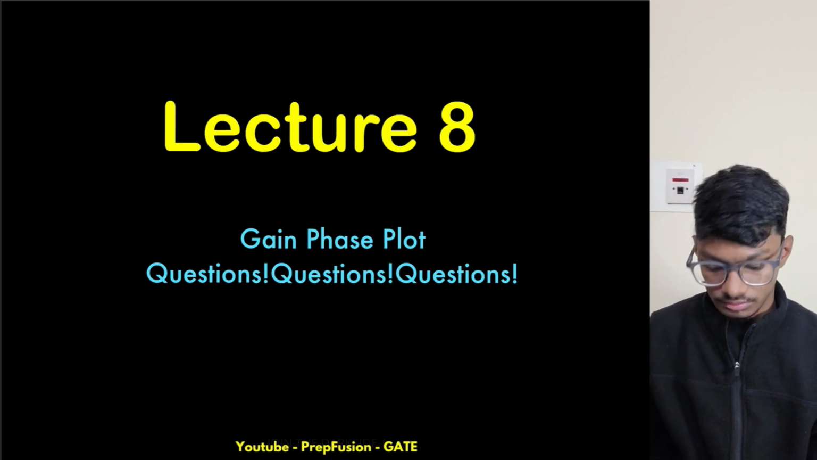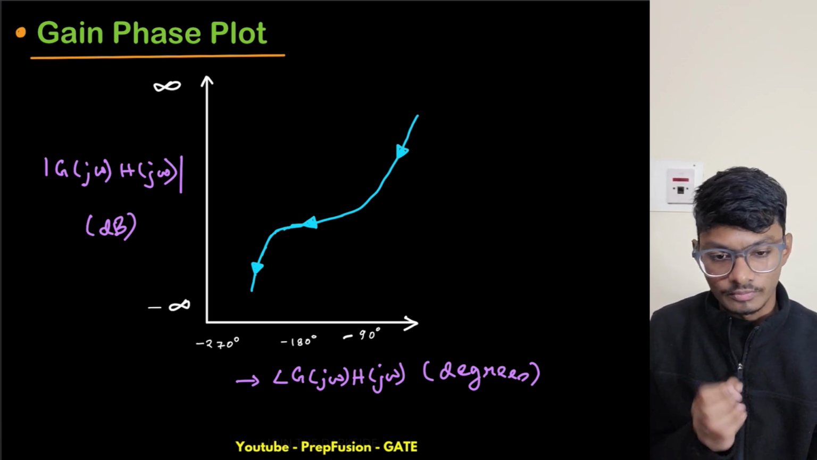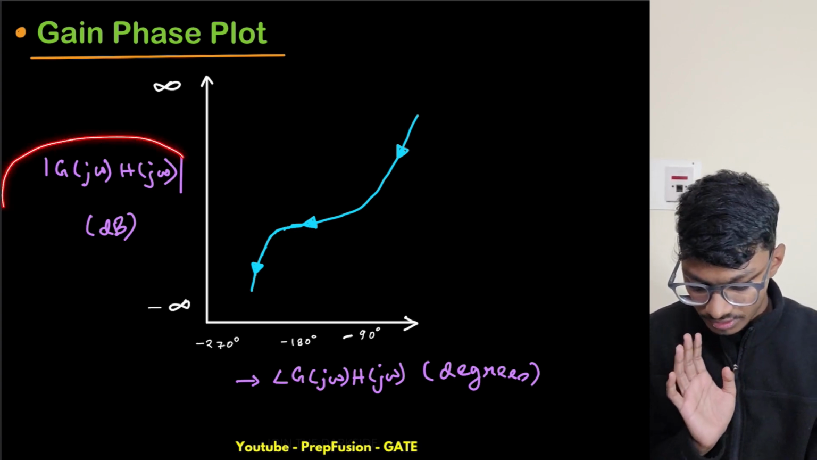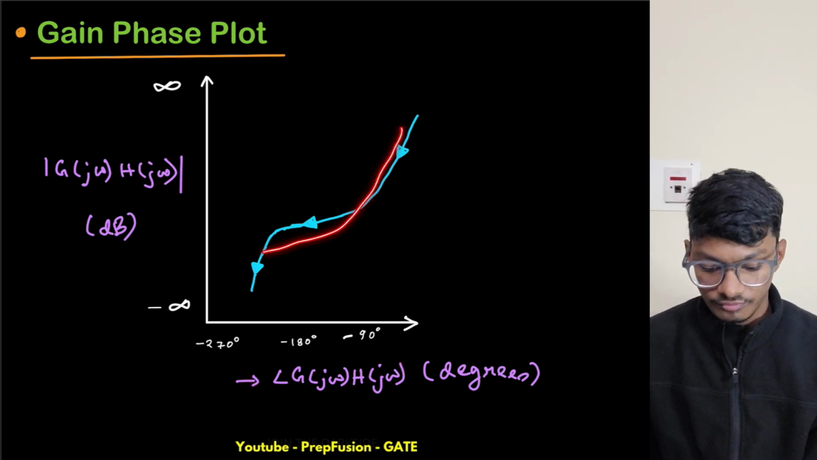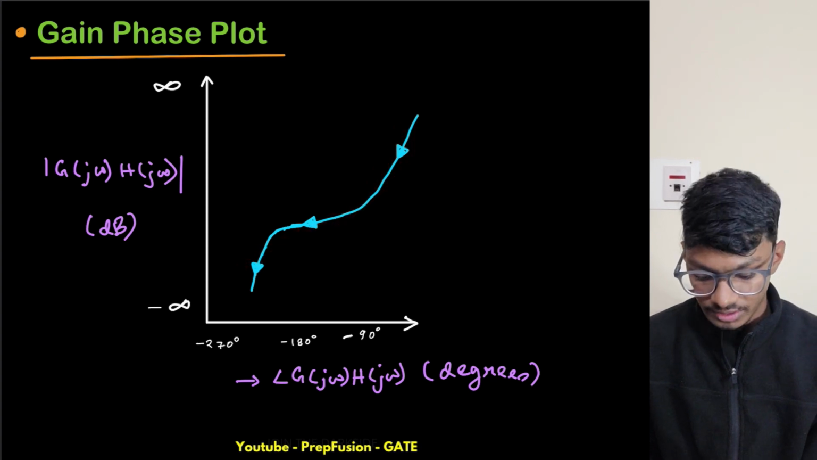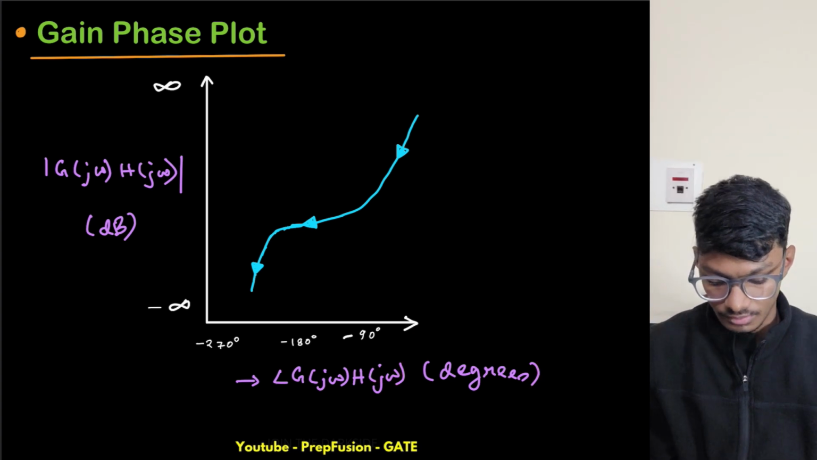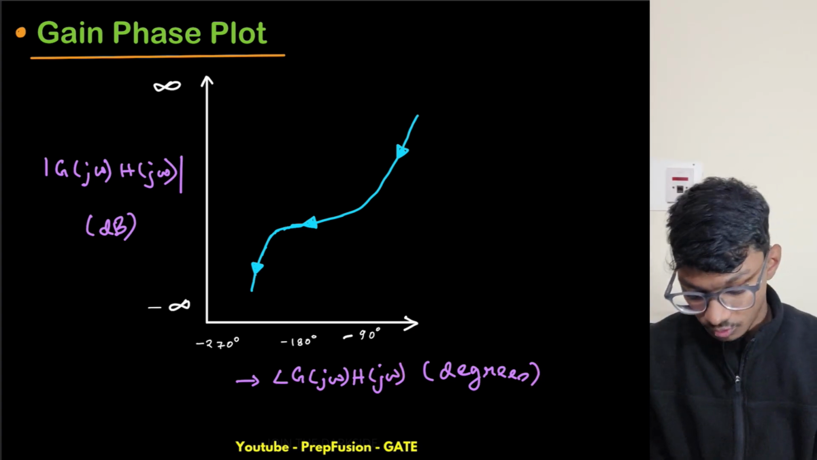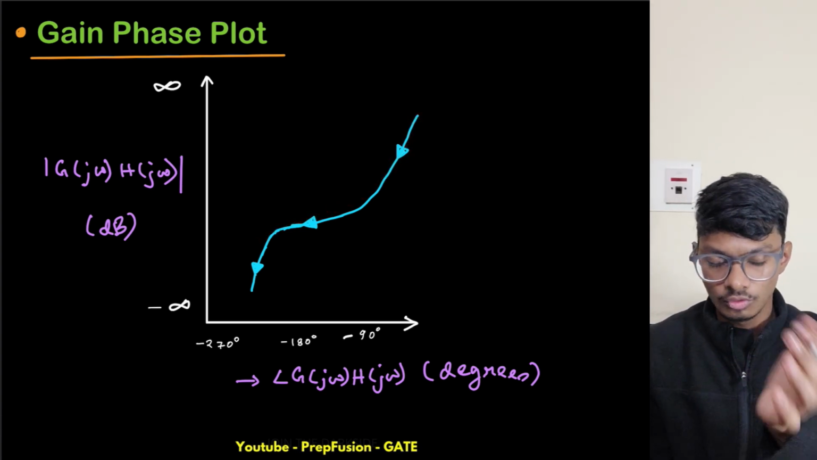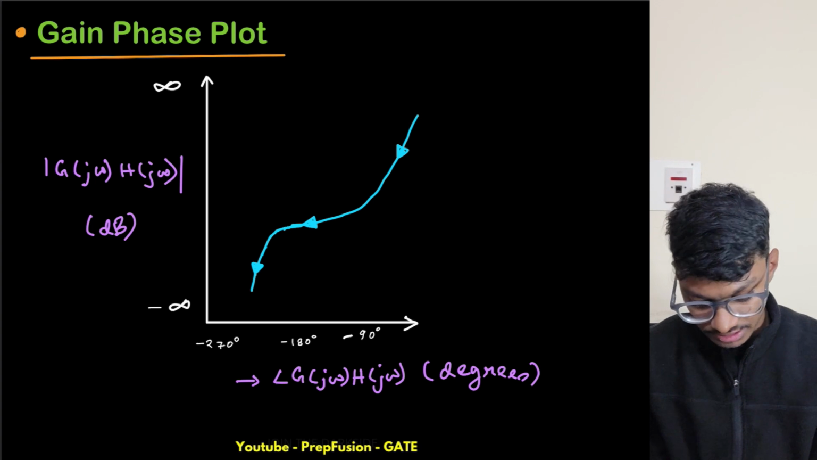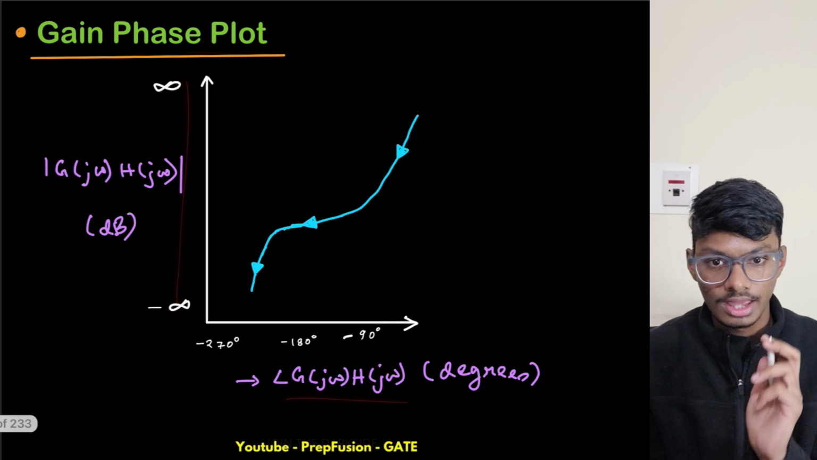So now let's start with gain phase plot. What is basically a gain phase plot? A gain phase plot is a plot between the gain of my OLTF and the phase, with the variation of frequency. As my frequency is varying, where is my phase and where is my gain? Let's say I am taking a transfer function whose gain phase plot is like this. What I am observing is that the x axis is the phase angle axis, and the y axis is the gain axis.